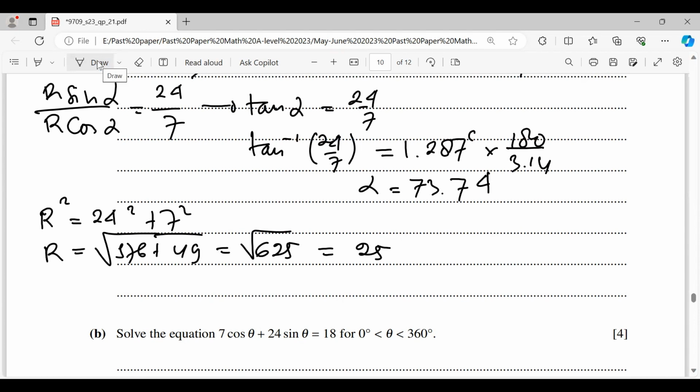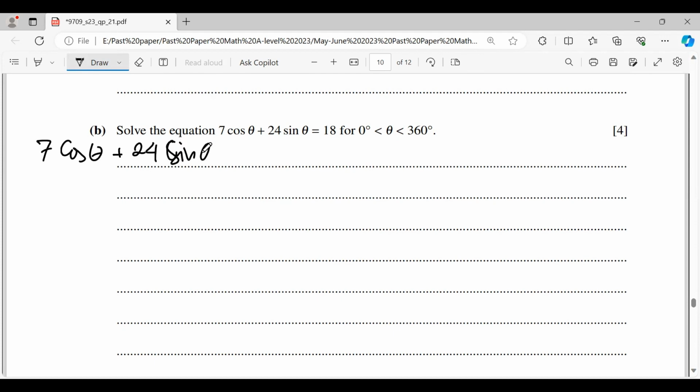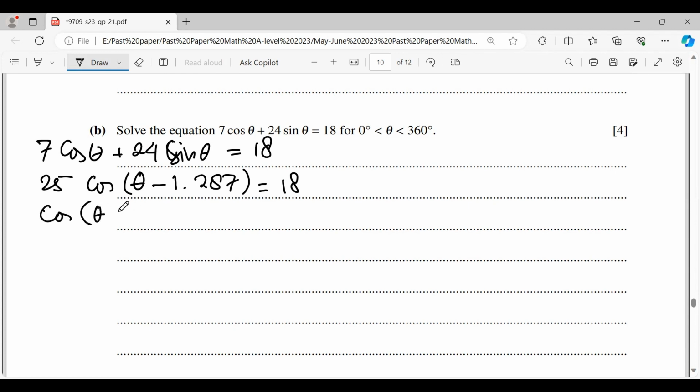Solve the equation 7 cosine theta plus 24 sine theta equals 18, for theta from 0 to 360. Okay, and it becomes 25 cosine theta minus 1.287 equals 18. It means cosine theta minus 1.287 equals 18 over 25. Okay.